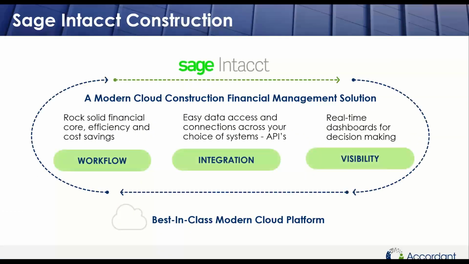So Sage Intacct, a couple things we're going to cover together this morning. Workflows, much more efficient than perhaps how we're doing things today, sitting on a rock solid financial core, which increases efficiency and cost savings. As a best-in-class financial management solution, Sage Intacct was built from the ground up to integrate with other best-in-class solutions. Open APIs throughout the software make interacting with data not only possible, but relatively simple. In Intacct dashboards, the first thing we're going to look at together are interactive, real-time, and highly flexible.